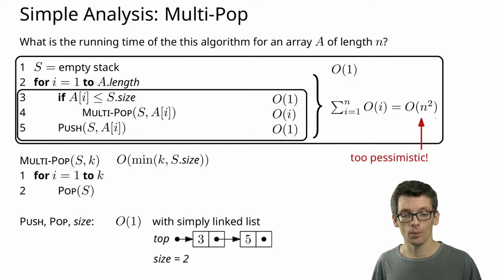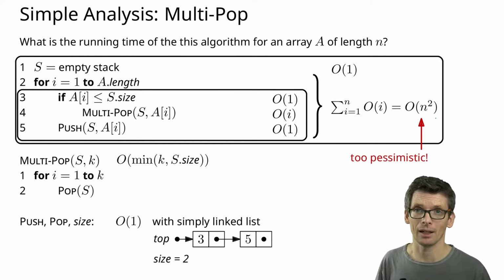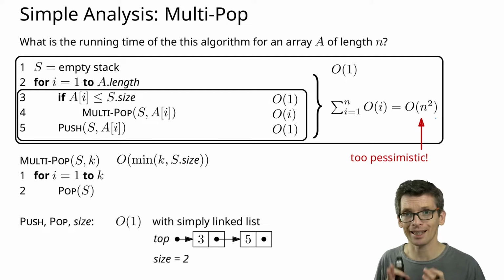But that's too pessimistic. We already said it should be linear. But how can we analyze this algorithm to get a linear running time? That's what amortized analysis is about.